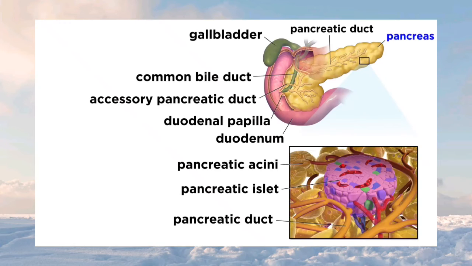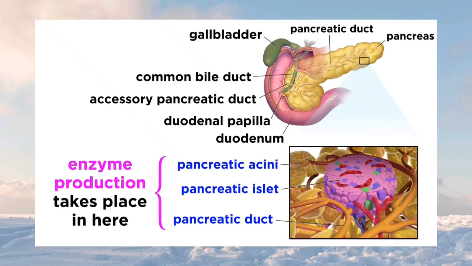Moving on to the pancreas, this is a large gland attached to the duodenum via the main pancreatic duct, and it produces pancreatic juice, which contains a wide variety of enzymes that help break down food. We can see clusters of acinar cells surrounding ducts. This is where enzyme production takes place.